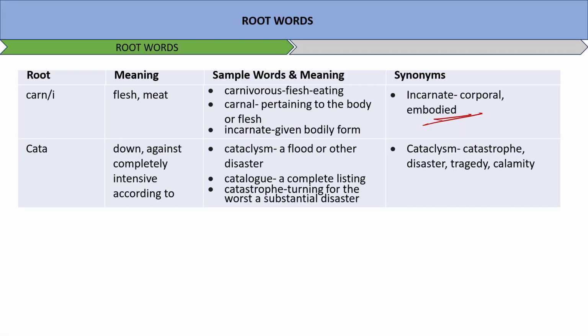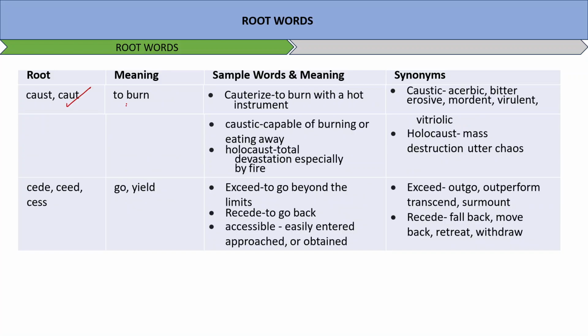Okay, now moving ahead, we have some words like caust or caut, to burn. It means to burn. Cauterize, to burn with a hot instrument. Caustic, capable of burning or eating away. Holocaust, total devastation, especially by fire. Caustic here means acerbic, bitter, erosive, modern, virulent. Vitriolic is another word, okay, to burn. Now, Holocaust means mass destruction, utter chaos. A lot of burning everyone together, some kind of genocide or something like that. Holocaust.